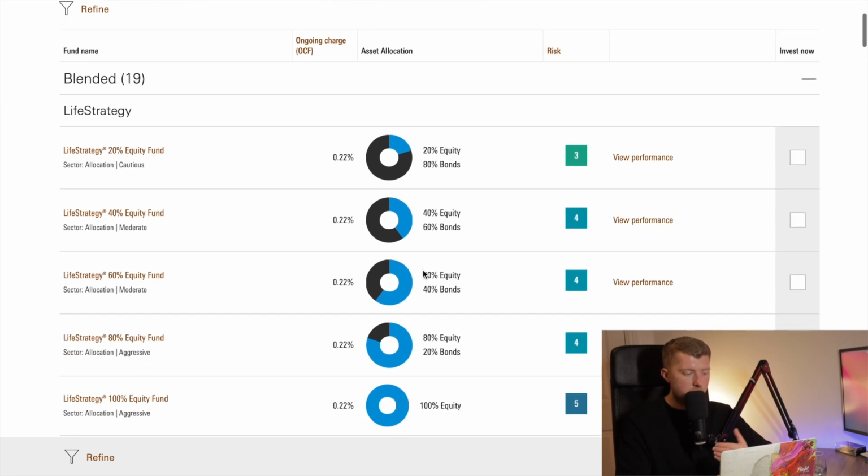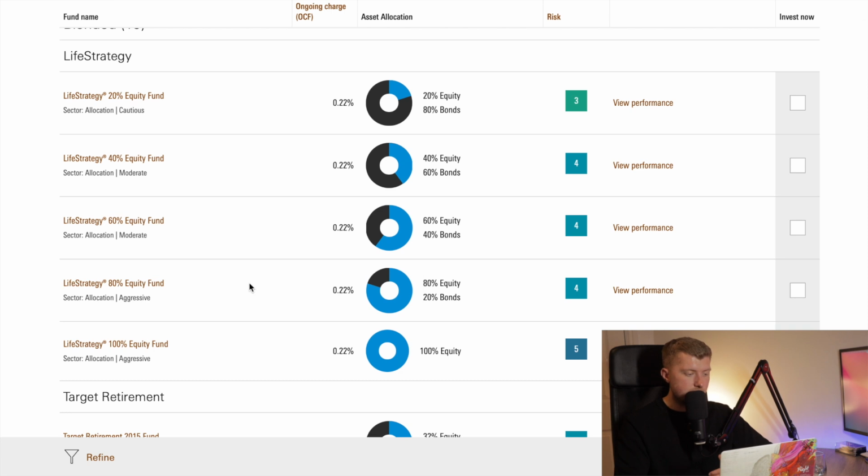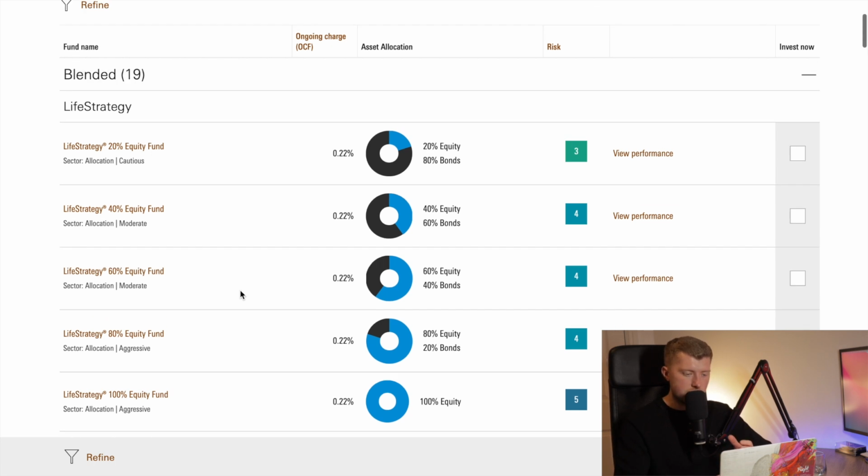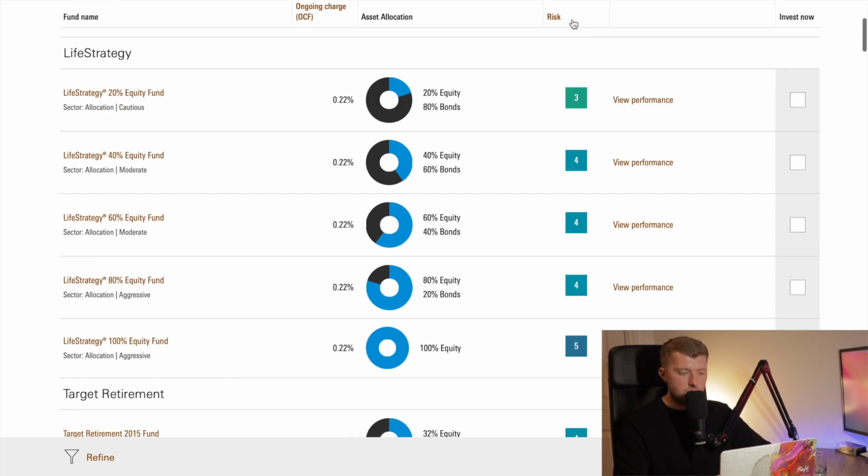So I've brought up the full list of funds here. They have LifeStrategy funds, which is probably the first one to discuss, where it's basically a split between equity and bonds, depending on how aggressive you want to go within your investment portfolio. It will probably depend upon your allocation. The more aggressive you are, the higher weighting you'll probably end up going towards equity versus that of bonds.